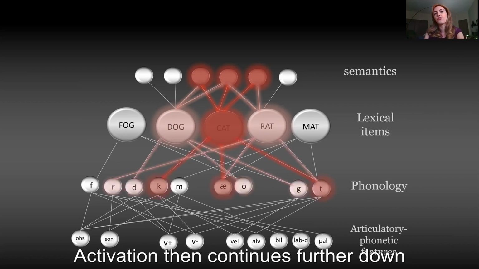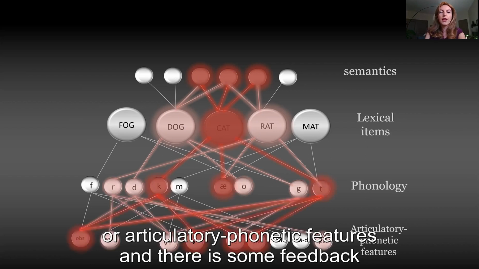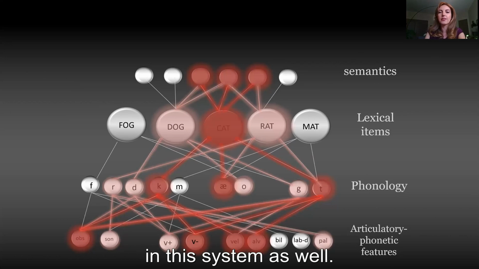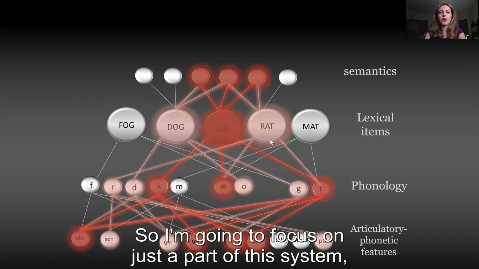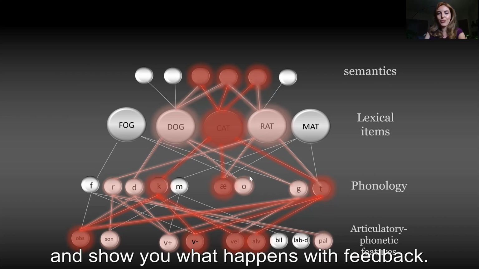Activation then continues further down in the system, activates phonology, articulatory phonetic features, and there is some feedback in the system as well. So I'm going to focus on just a part of the system, not to overcrowd the slide, and show you what happens with feedback.